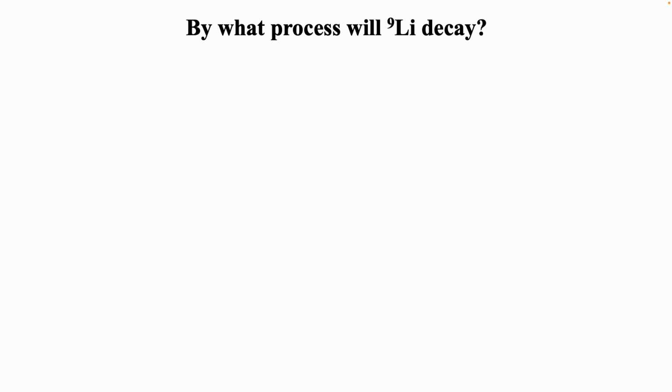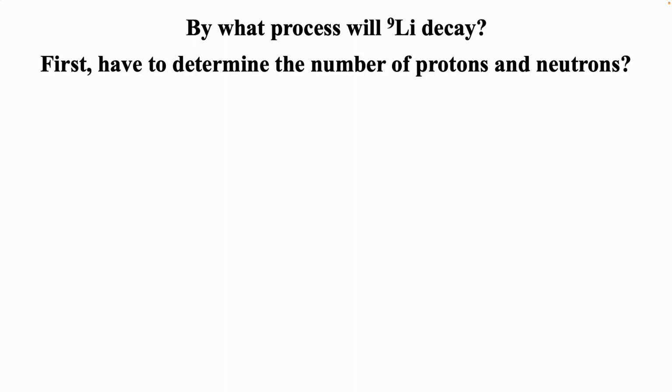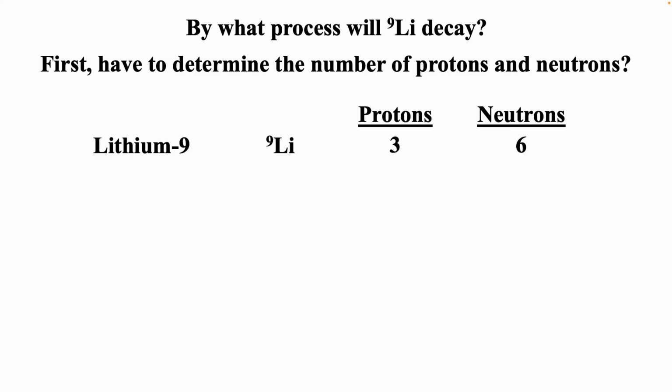So by what process will lithium-9 decay? The way I like to do it is to determine the number of protons and neutrons. Lithium is element number 3, so that means we have 3 protons, and 9 minus 3 gives us 6 neutrons. Remember, for the first 20, the number of protons and number of neutrons should be about 1 to 1. And so here we have too many neutrons.